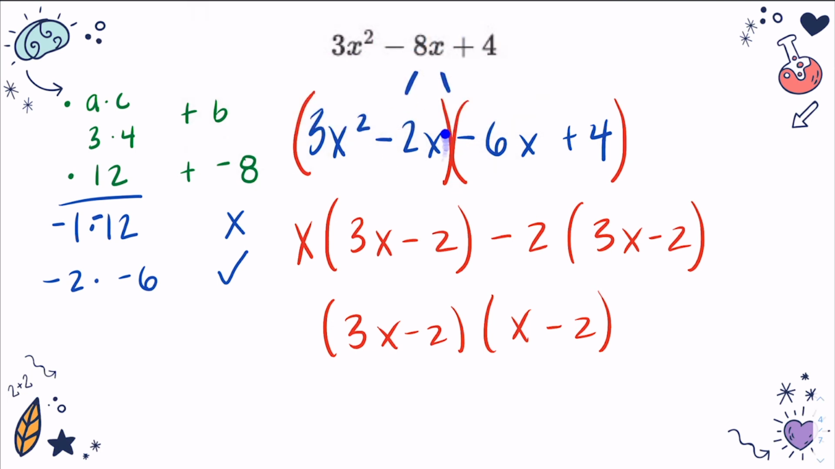If you had ordered these two differently, you would have gotten the answer x minus 2 times 3x minus 2. These two are the exact same because they're the same factors, just a different order, and we know the order of multiplication doesn't matter. Remember, to check our answer, we could use our distributive property. So that's how we can factor trinomials when our a value is not equal to 1. It also works when a equals 1, but that will be a special case in the next video.